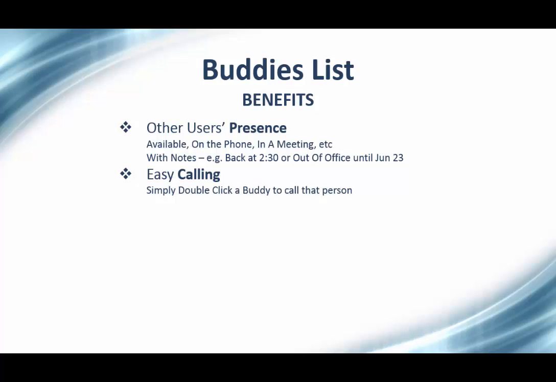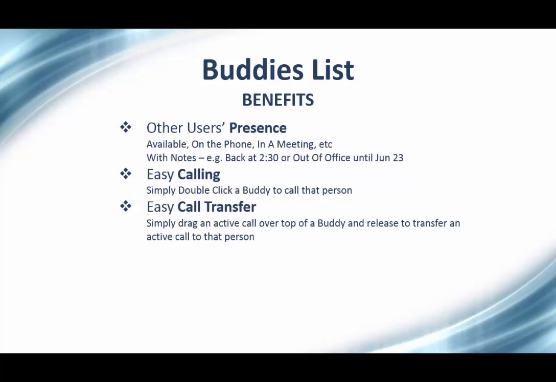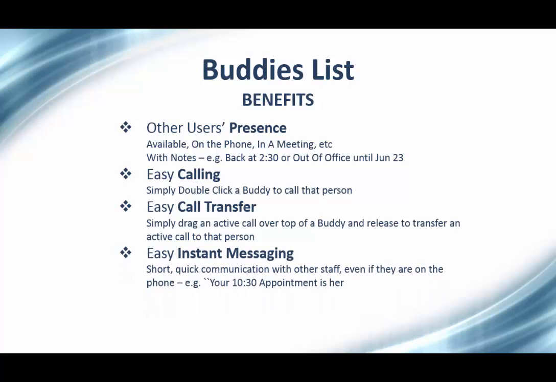Another benefit of the buddies list is being able to easily transfer calls by dragging an active call line over top of a buddy and releasing it to initiate a call to that person. By right-clicking on any of the buddies, you'll get a list of options including instant messaging, which allows quick, short conversations even if they're on the phone. For a full list of options available, simply right-click on the buddies list entry and see the menu of choices.